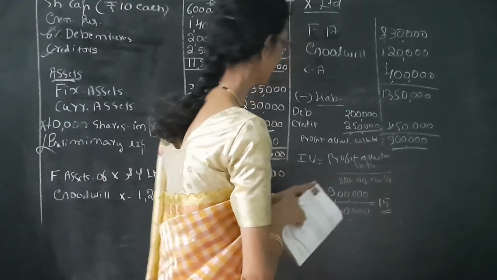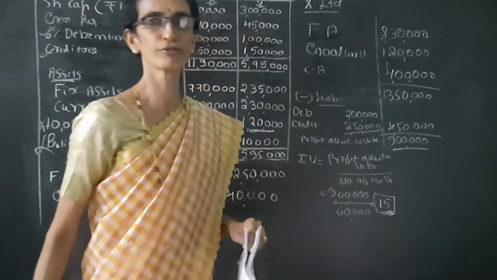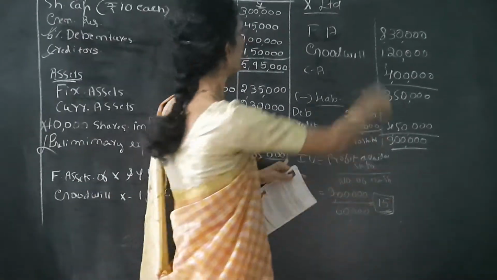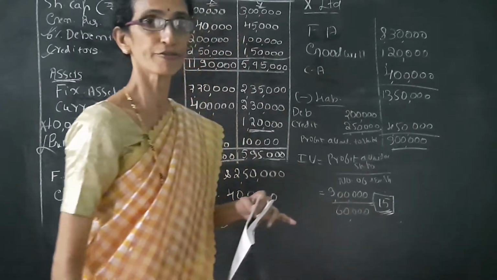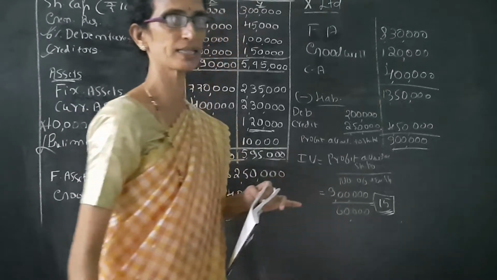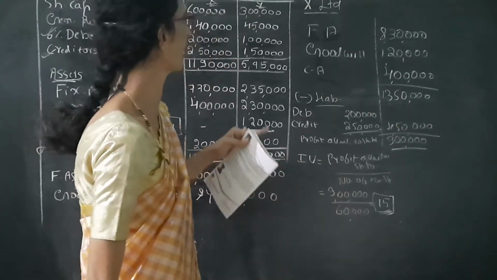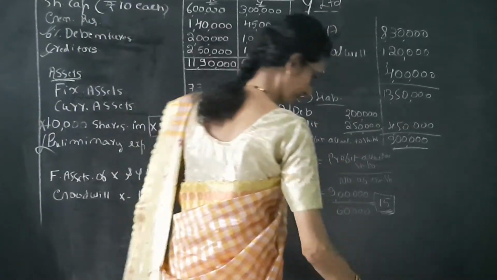See here, this is the market value of shares. So the market value of share of X Limited is equal to 15 rupees. So next we have to once again calculate the intrinsic value of Y Limited. So we can calculate for Y Limited.